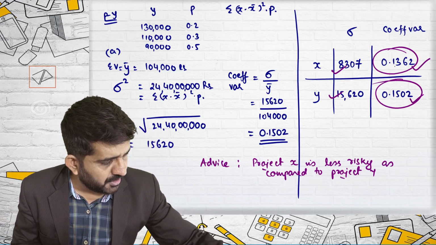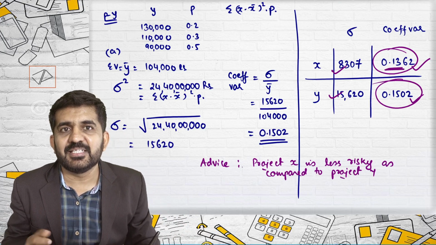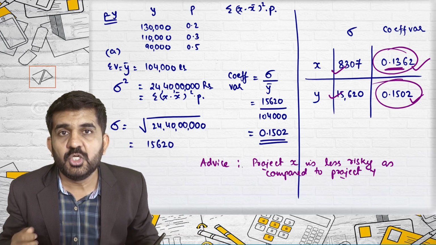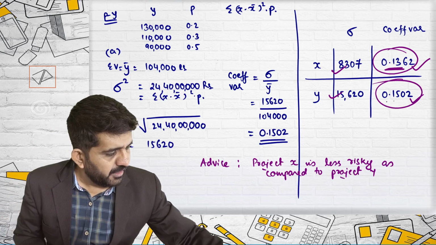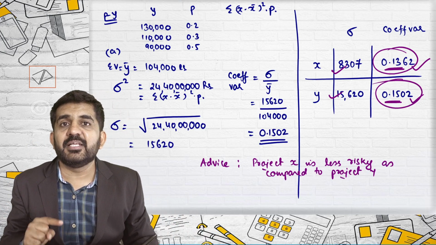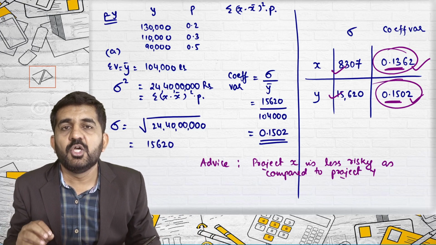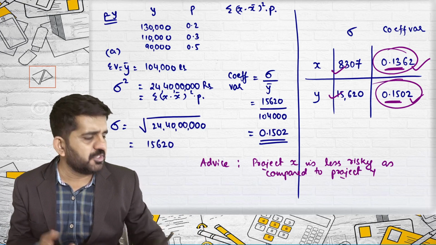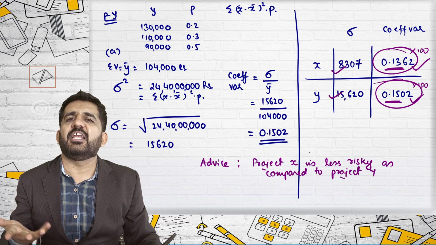I'll tell you what is 0.13. In project X, there is 0.13 risk for every 1 rupee of cash flow. In project Y, there is 0.15 risk for every 1 rupee of cash flow. If you want to find it out in percentage, you can multiply this by 100. But no need to do it. You can directly compare it with 1.